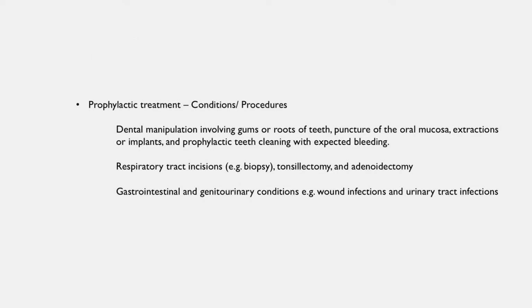When the target groups that I mentioned on the previous slide have the following conditions or procedures, they need prophylactic antibiotics. And these procedures are a dental manipulation involving gums or roots of teeth, puncture of the oral mucosa, extractions or implants, and prophylactic teeth cleaning with expected bleeding. And the reason for this is because those certain procedures might allow bacteria from the mouth to enter the bloodstream.